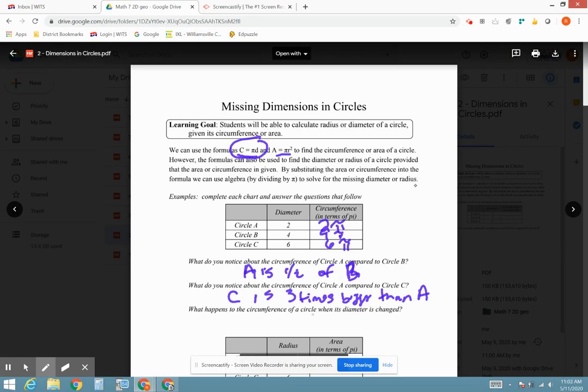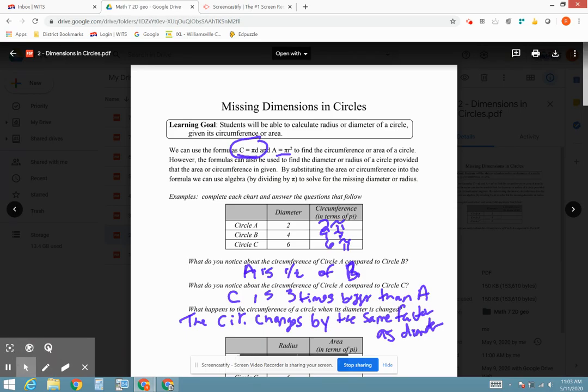So what happens to the circumference of a circle when its diameter is changed? The circumference changes by the same factor as the diameter. So if the diameter is doubled, the circumference is doubled. If the diameter is quadrupled, the circumference is quadrupled.